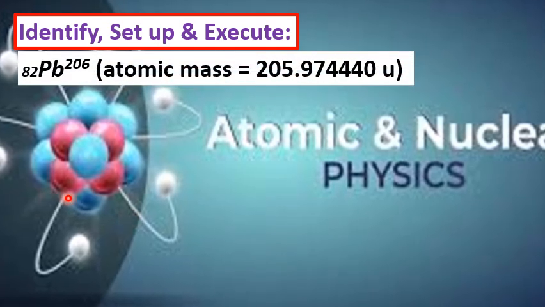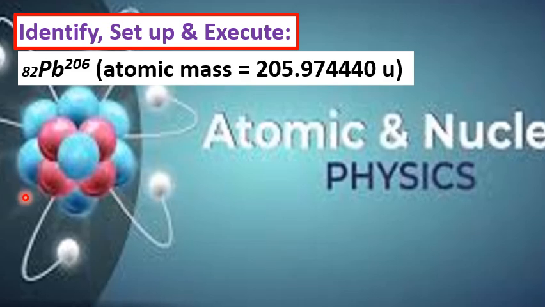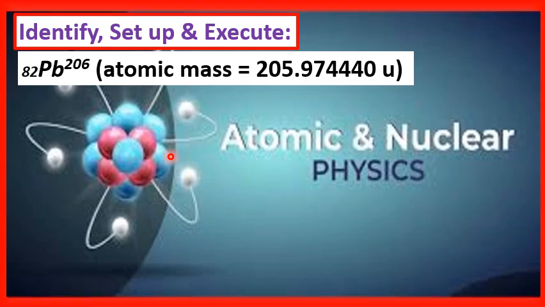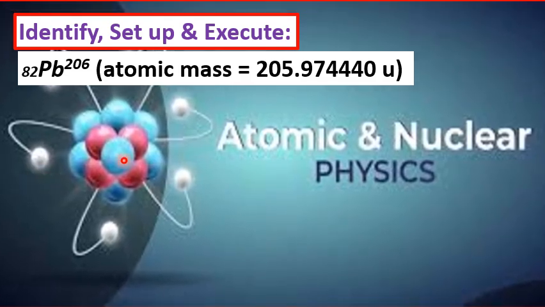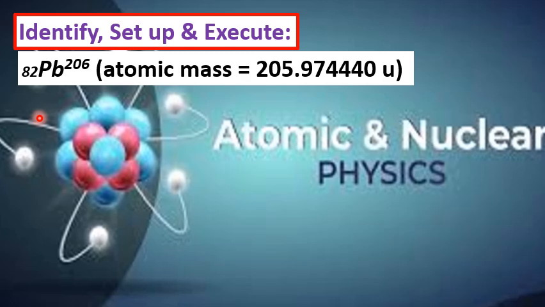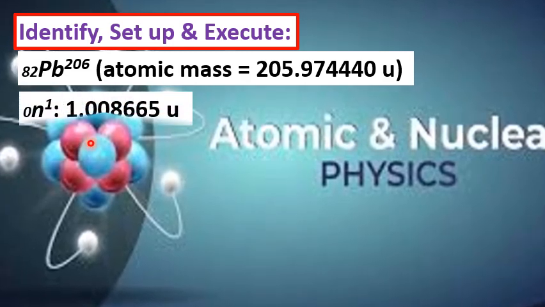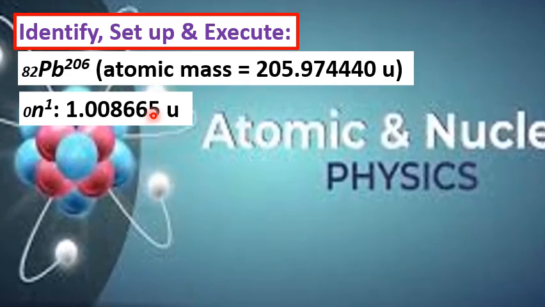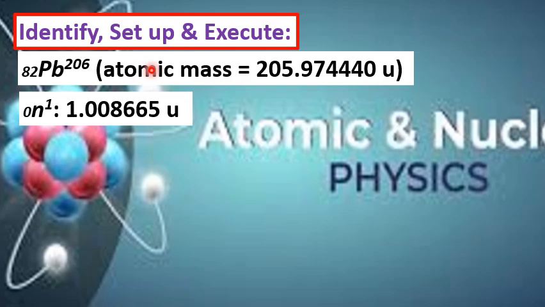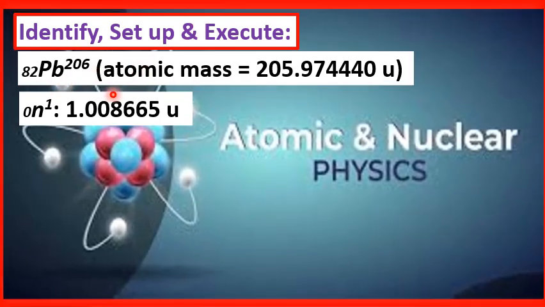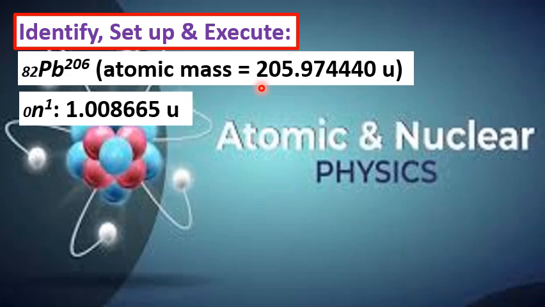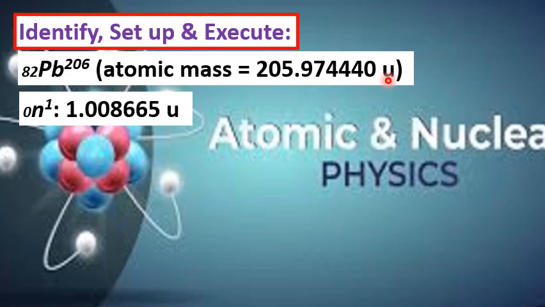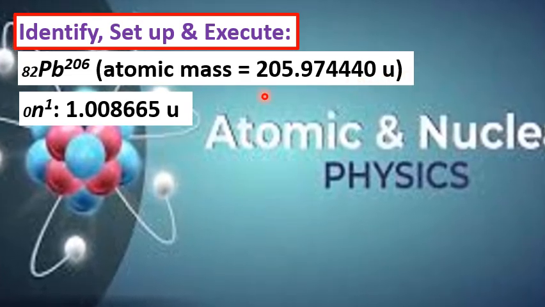In this problem, we are given the atomic mass of lead-206, which is a stable isotope of the element lead with an atomic number of 82. And for us to be able to answer the three questions, we need the atomic mass of lead-206. That is equal to 205.974440 atomic mass unit, which is given in the question.